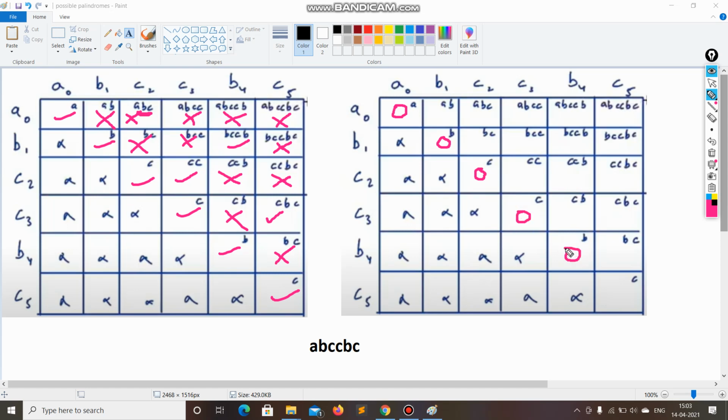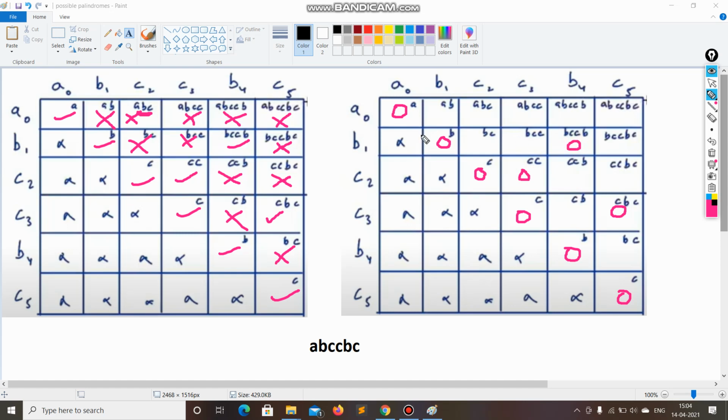B is a palindrome, no need of cut. C is a palindrome, no need of cut. And again here also, as CBC is already a palindrome, there is no need of cuts. Here also, CC is already a palindrome, so no need of cuts. Here BCCB is also a palindrome, so no need of cuts.